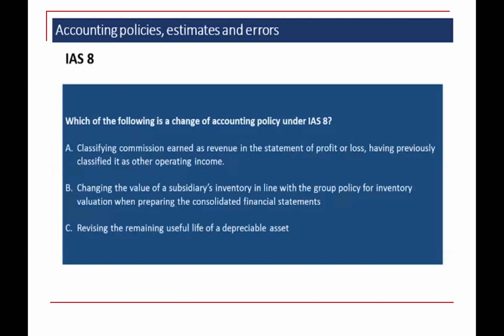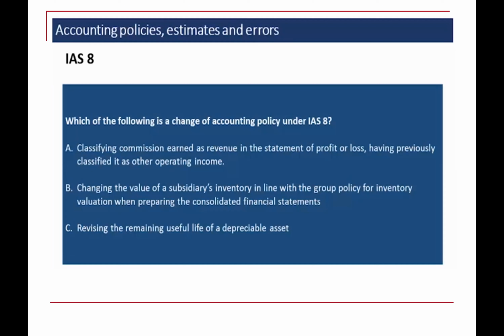Right, so let's look at a few examples together. Which of the following is a change in accounting policy under IAS 8? The first one: classifying commission earned as revenue in the statement of profit or loss, having previously classified it as other operating income. What is changing there is the classification. The amount is not changing.